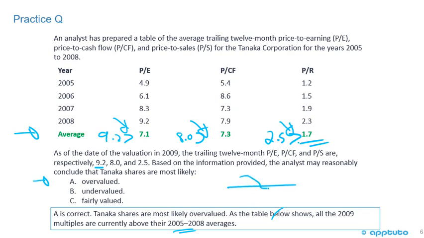So again, we've talked about sometimes the reversion to mean. If the multiples are above the long-term averages, it's going to come down. You're overvalued. If it's below, perhaps it's undervalued. It's going to be reverting to the mean. So a nice little question.